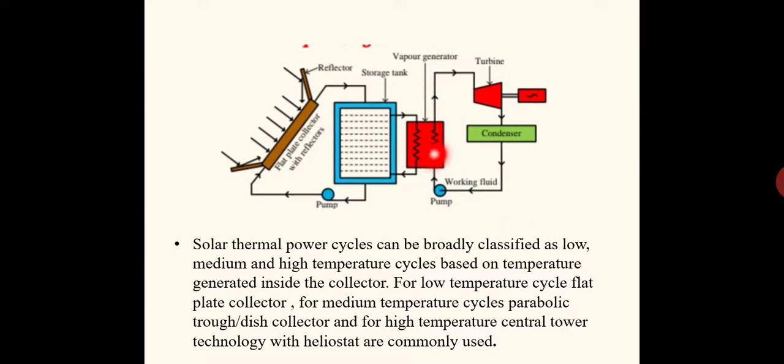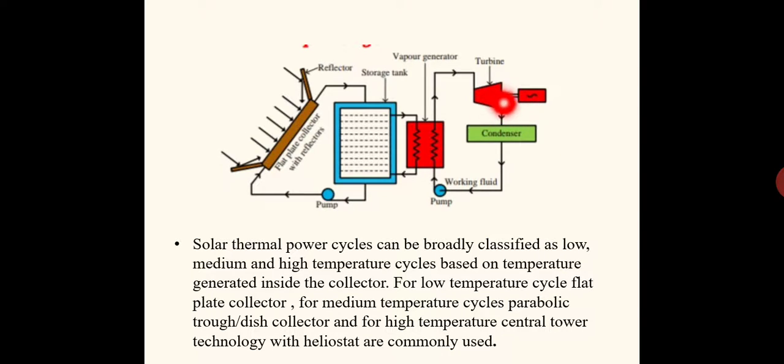So in the Rankine cycle, the working fluid is vaporized at this portion, so that high pressure vapor will be passing through the turbine. Within the turbine, the vapor will be expanding. Expanding means its pressure energy is converted into work output. So the shaft will be rotating. That shaft is connected to the generator to produce the electricity. So finally we will be getting the direct power generation.